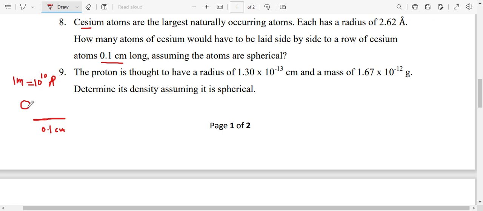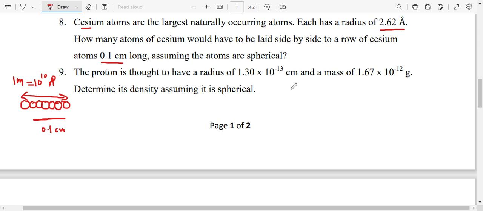So we know that if we want to do that, in other words, we want to put atoms in this way, like this, in a row, and they should give us 0.1 centimeters. How many of them are we supposed to fit for them to give us 0.1 centimeters? So the first thing that we have to do is convert the angstrom given, which is the radius of cesium atoms, into meters.